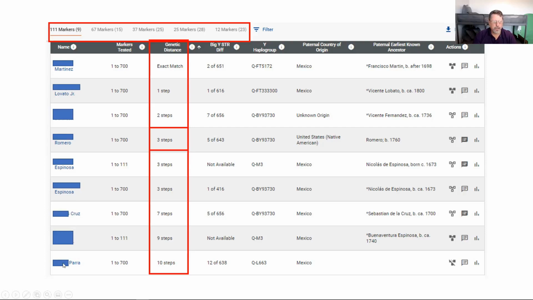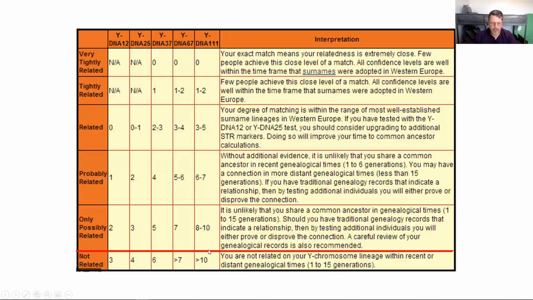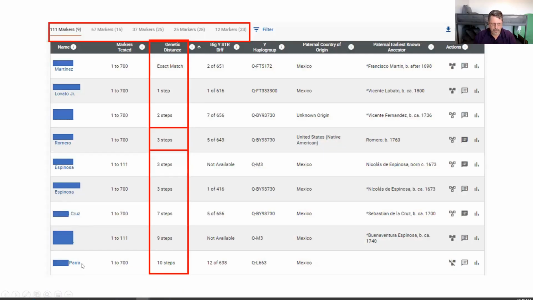And then this guy here predates New Mexico colonial ancestry. But you remember what I said, the very edge of only possibly related is 10, right? Anything greater than 10, they're like, you're not related. Well, I have one of those, right? Here's a 10-step person. And so I've contacted him. I know about where his ancestors are from. It's all super interesting. If you'd like to look into that, watch my second video. I talk about this guy and I talk about all of this stuff.